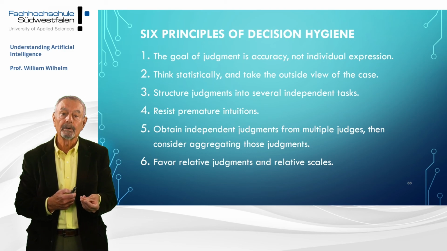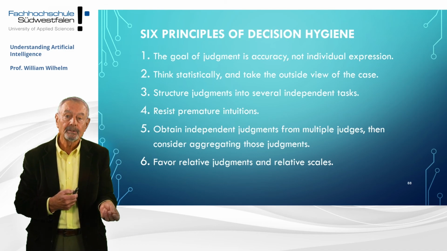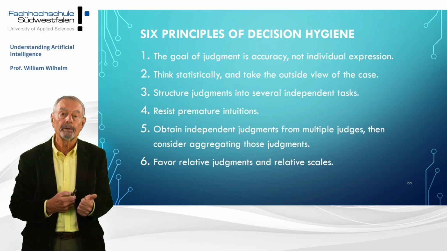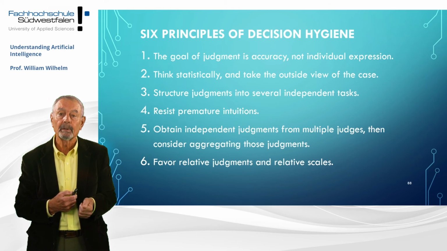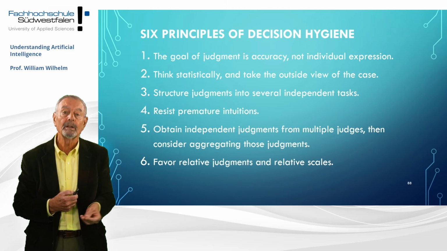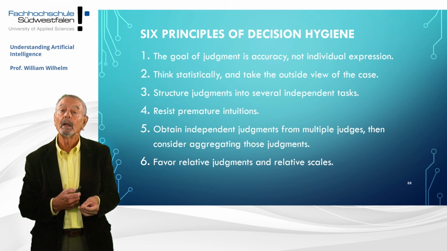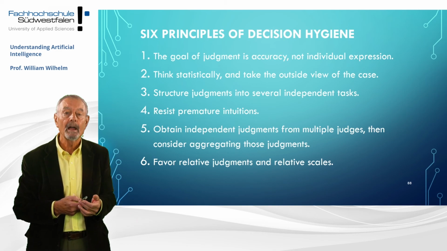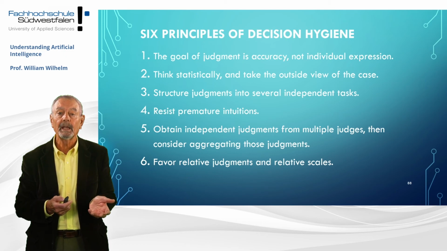A simpler version, the mini Delphi, can be deployed within a single meeting. Also called estimate, talk, estimate, it requires participants first to produce separate and silent estimates, then to explain and justify them, and finally to make a new estimate in response to the estimates and explanations of others. The consensus judgment is the average of the individual estimates obtained from that second round.